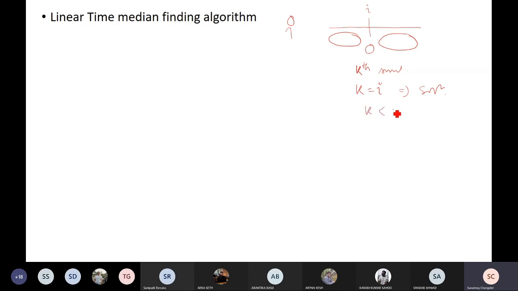If k is less than i, that means we want some value. Say let i is 7 and we want to find the fifth smallest element. So fifth smallest element means it will be in the left side, which is less than this. So k less than i means we have to search the element in the left side. If k is greater than i, then we have to go to the right side. And if we go on continuing this process recursively, then we will find the solution.